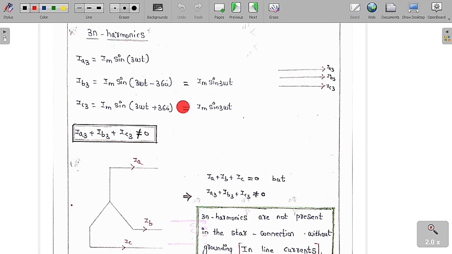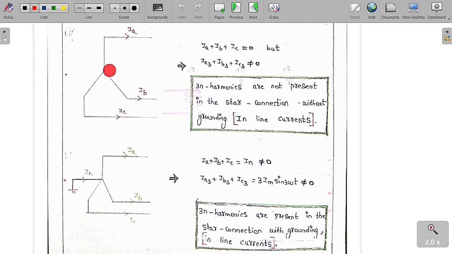If we add all these vectors, the sum will never be equal to 0, because all these are going to lie in the same phase sequence; these are basically zero sequence vectors. The summation will never be equal to 0. So this is the point that I am trying to say: in the star connection and delta connection, only the 3n plus or minus 1 harmonics are going to be present, but not the 3n harmonics.